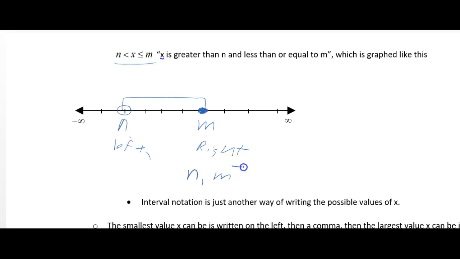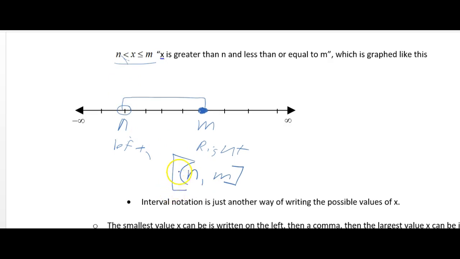The m is included because of the equal sign and the n is not. So I have a round parenthesis next to the n. See, that open circle corresponds to a round parenthesis. Okay, so that's when our solutions are between two numbers. Now, if there had been an equal sign here, this would also have been a square bracket.